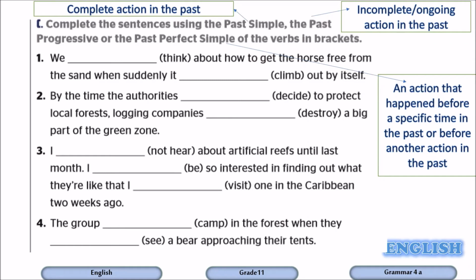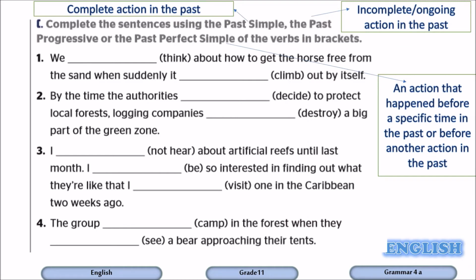So as you can see, we have the verbs in brackets and you are going to put the verb in the correct form. We think about how to get the horse free from the sand when suddenly it climbed out by itself. So you can highlight "when suddenly". This shows that we have two actions. One of them happened suddenly to interrupt the other. So we think about how to get the horse. This is the interrupted action.